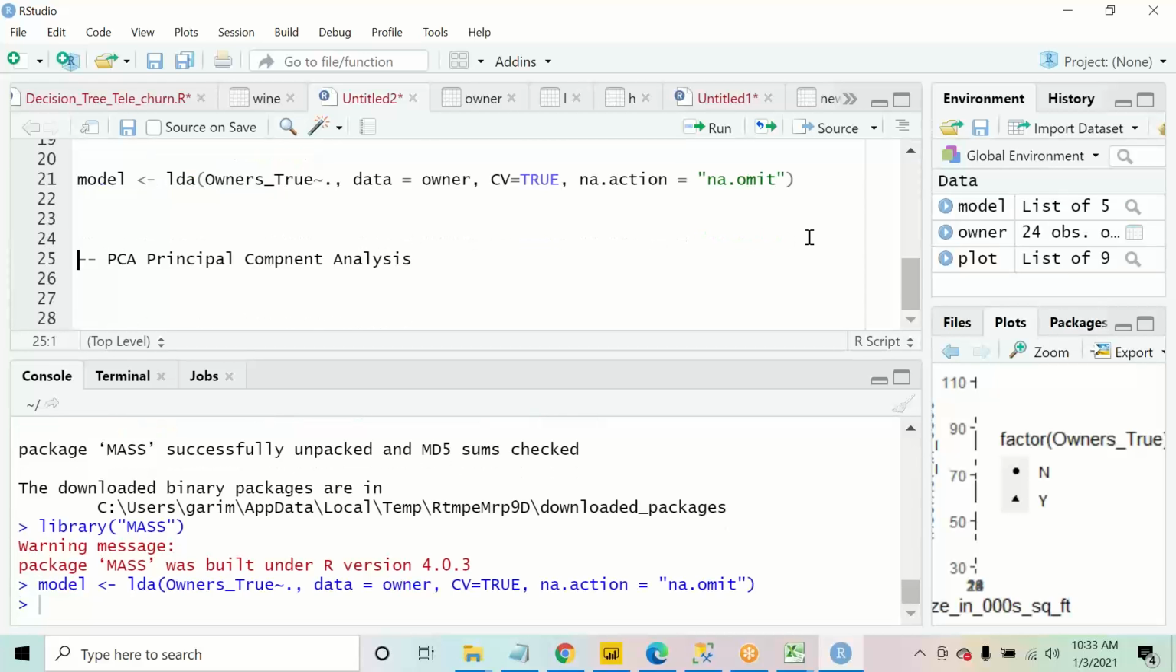Right. So all of you please create the model now. You will see the model will be created. And then you can see the results.